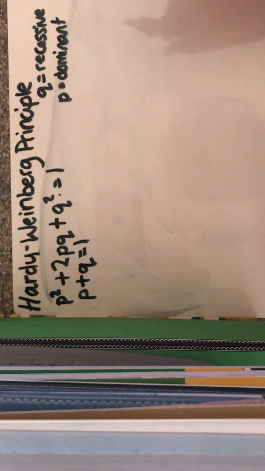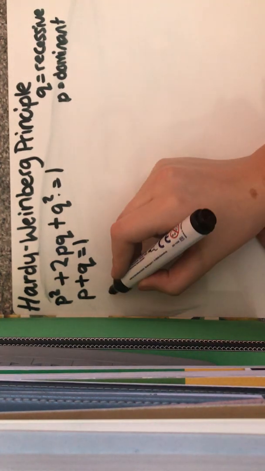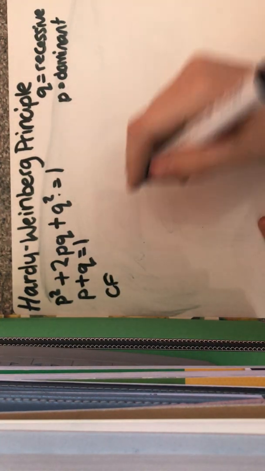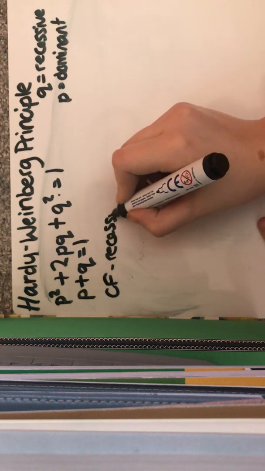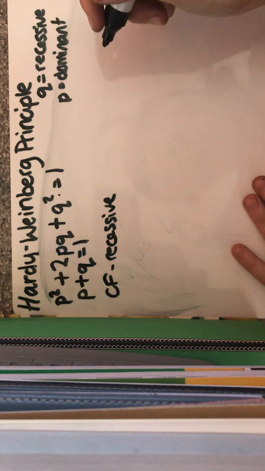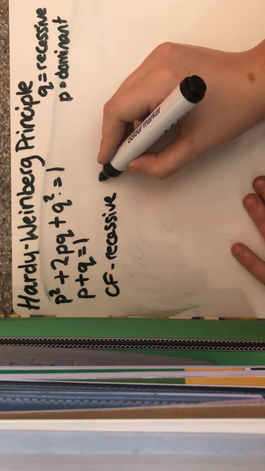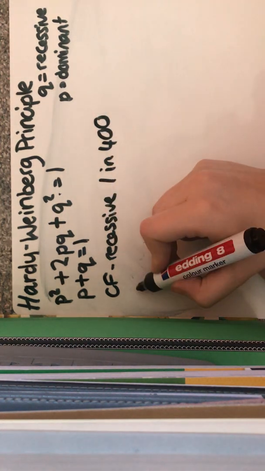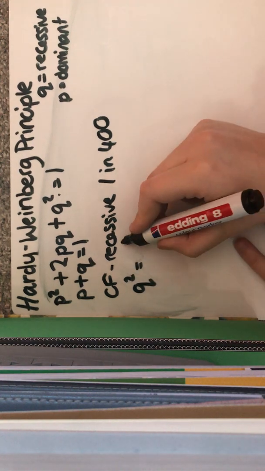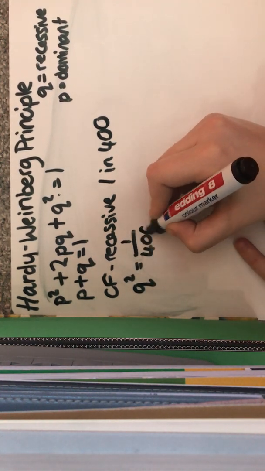So what we can use this to find then is if we can estimate the frequency of a recessive allele in the population. So if we're looking at an example, say that cystic fibrosis is a recessive disorder and it affects 1 in every 400 people. Okay, so we know that this is recessive, so we know that q squared must equal 1 out of 400.